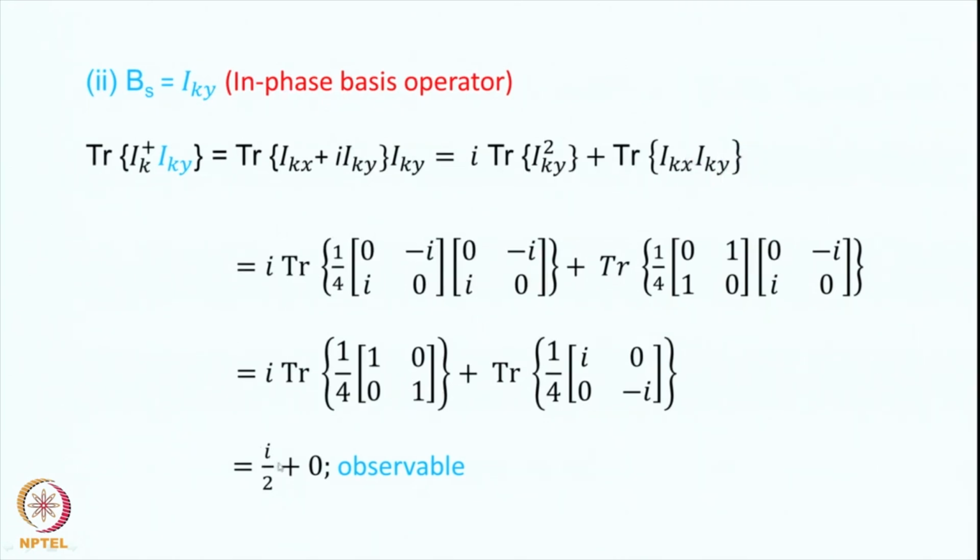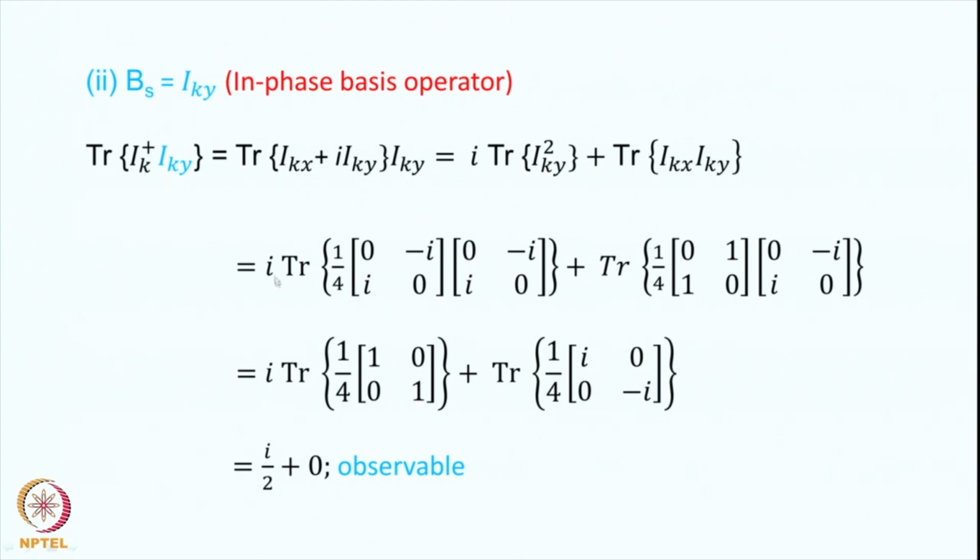Let us look at the second one, Iky. I do the same thing here, Ik plus with Iky. So Ikx plus iIky, and therefore this is i times the trace of Iky squared, plus the trace of Ikx Iky. So use the same matrices again here for Iky: 0 minus i, i 0, and for Ikx 1 by 4 times 0 1 1 0, and we take the multiplication of this.